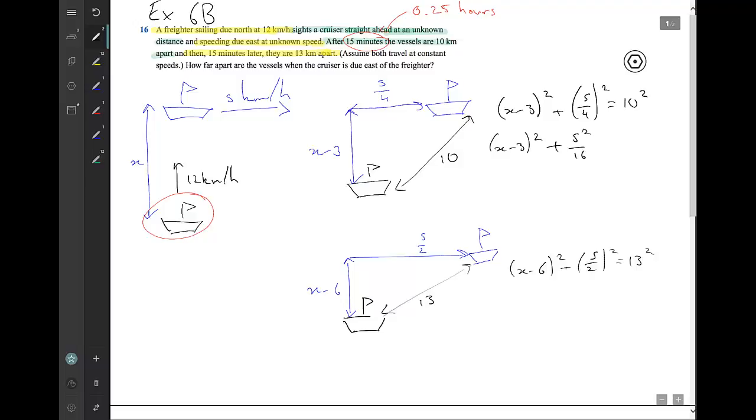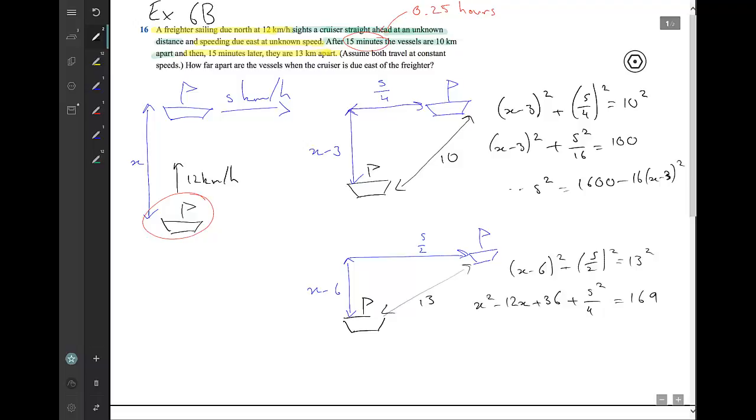S squared on 16 equals 100, and so therefore s squared equals 1600 minus 16 times (x minus 3) squared. Okay. So then I'm going to go ahead and expand this bottom one. So I'm going to get x squared minus 12x plus 36 plus s squared on 4 equals 169.